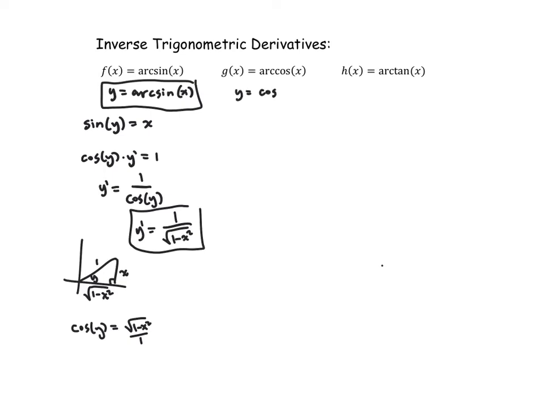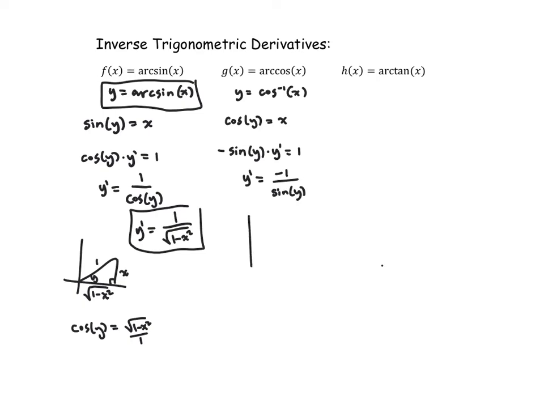I'm actually going to use a different notation here just to show you that they're equivalent. That means that the cosine of y is equal to x. The derivative of cosine is negative sine of y. And then using the chain rule, I multiply by y prime. And the derivative of x is 1. So y prime should equal negative 1 over the sine of y.